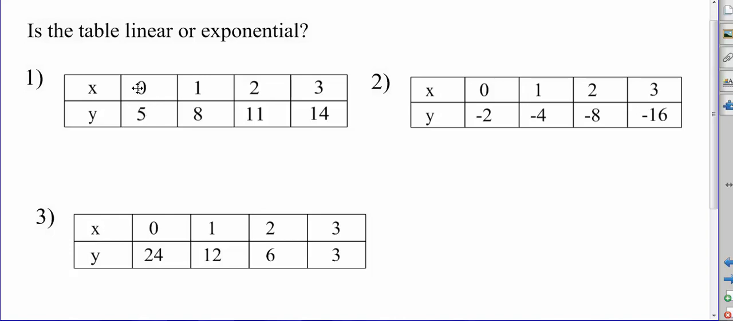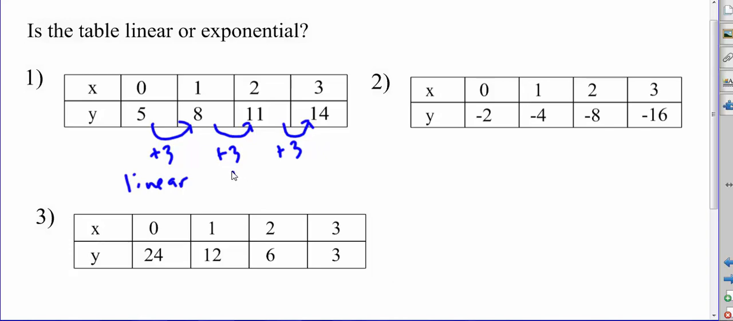Now what I'm looking at, first of all, I see how my x values are consistent: 0, 1, 2, 3. I've got change, it's constant. Then I look at y values and I say, okay, I'm going from 5 to 8, 8 to 11, 11 to 14. And the question becomes, what am I doing to make that happen? Well, each time I'm adding 3. And when you see something like that, where you're adding the same amount each time, that's a linear relationship.